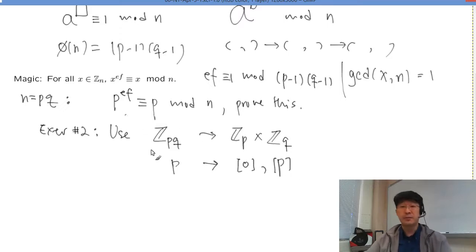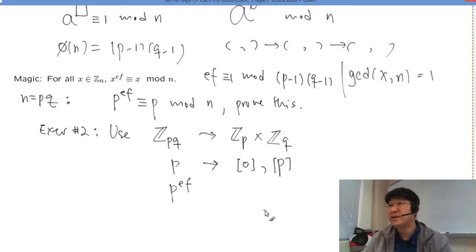Now you're looking at p to the ef. You have to show this goes to the same place. Then you show that these two things are congruent mod pq. That's what you are asked to do: an exercise to use this to prove that.